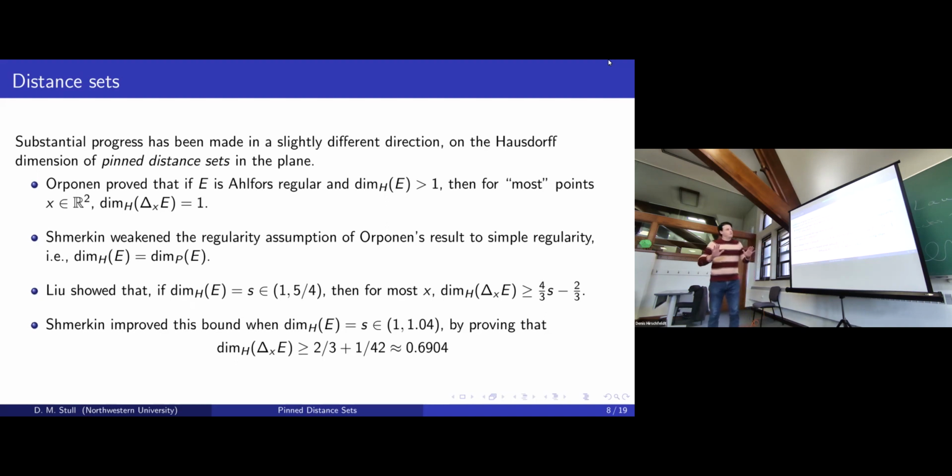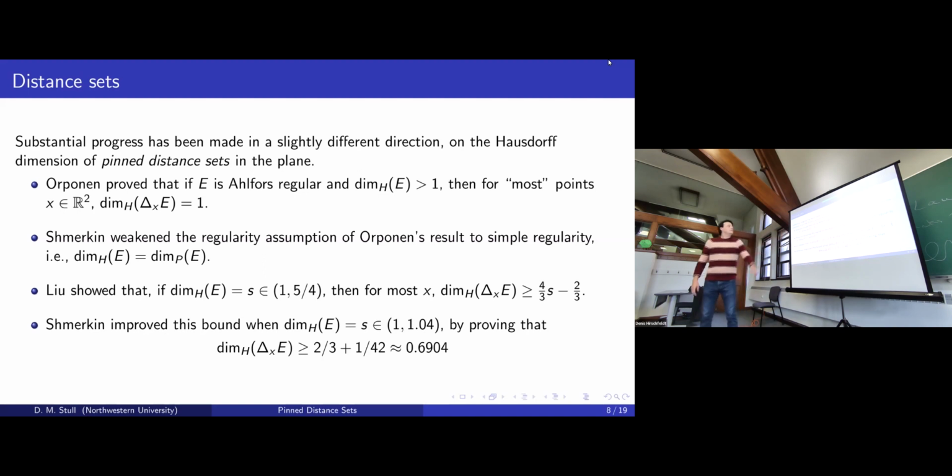So there are many variants of this question you can try to look at. The one we'll focus on today is the variant where we talk about the Hausdorff dimension of pinned distance sets in the plane. So we're going to restrict ourselves to the plane, and look at the Hausdorff dimension of the pinned distance set.